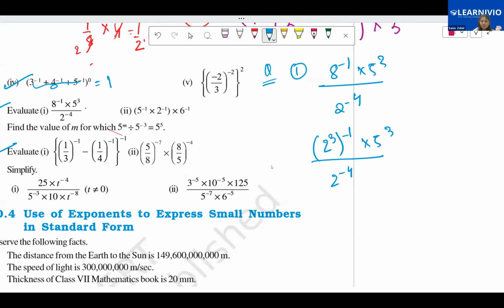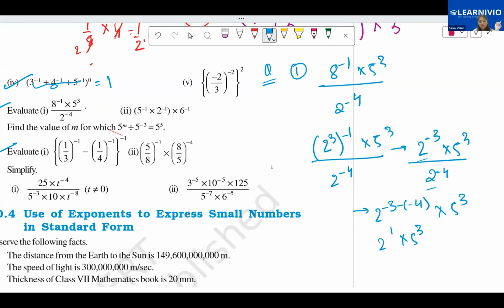So what do you have? 2 to the power minus 3 into 5 to the power 3 by 2 to the power minus 4. You have same base being divided. So you subtract the power. You write 2 to the power minus 3 minus minus 4 into 5 to the power 3. So it becomes 2 to the power 1 into 5 to the power 3. So 2 into 125. Right? So it becomes 250.